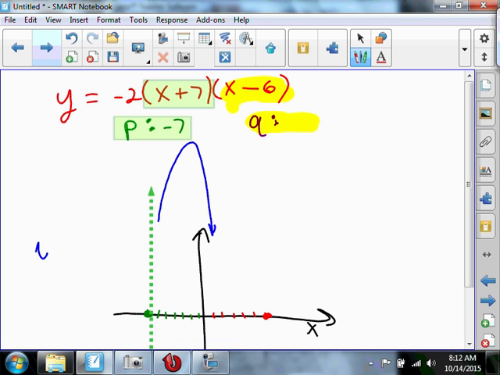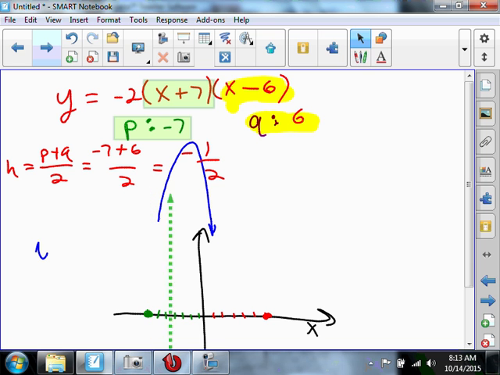Okay, so let's work with the problem we're still working with. Let's see if we can find H. H is going to be P plus Q over 2, so it's negative 7 plus 6 over 2, so that's negative 1 over 2, and that's okay. Fractions happen, right? Fractions are a part of life. So that tells me that my axis of symmetry for this graph is where x equals negative a half. We had that 10 minutes ago.